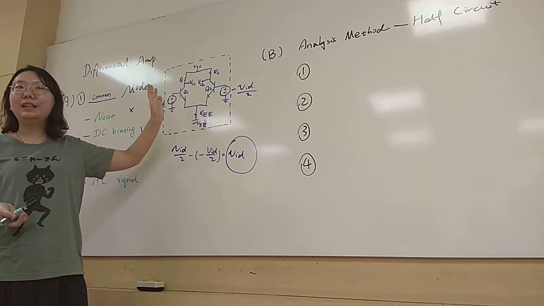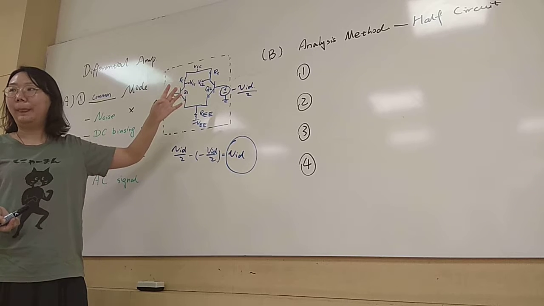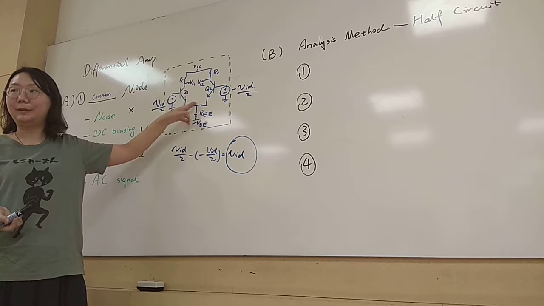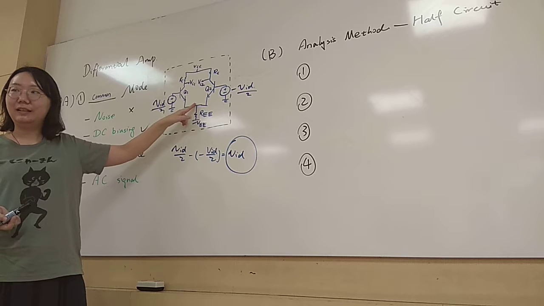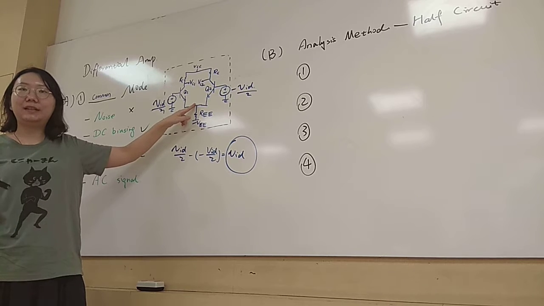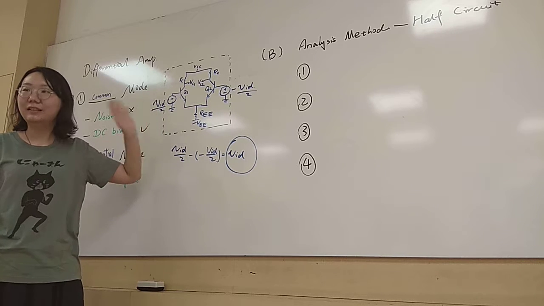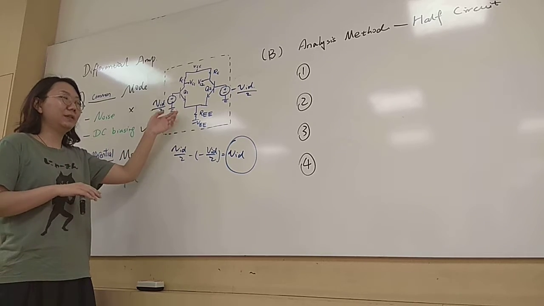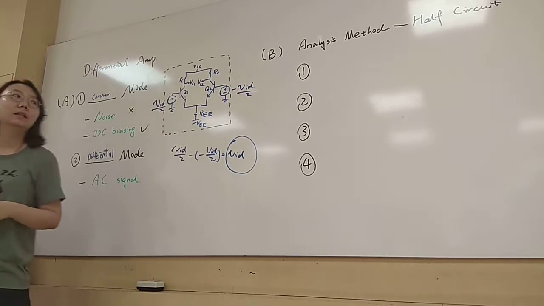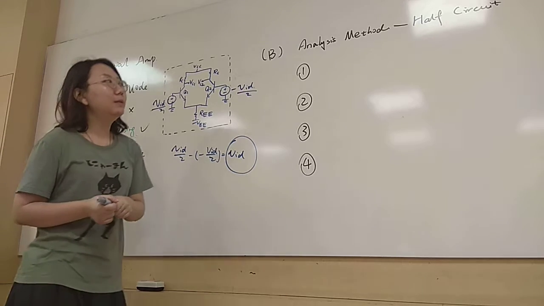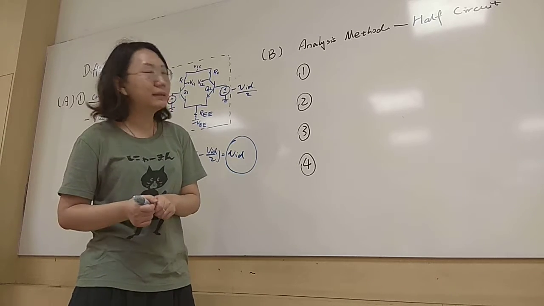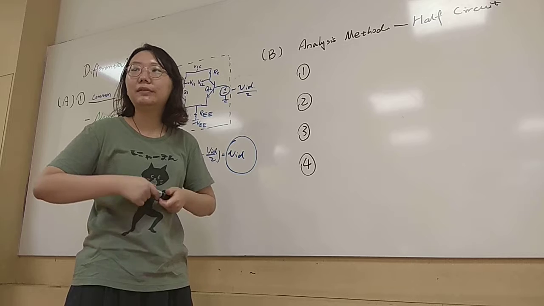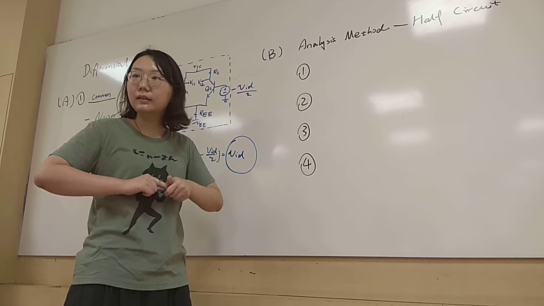Okay, so why can we do that? Because this circuit is symmetrical, so we can do the half circuit. Okay, you don't do half circuit for other circuits. For this course, you only do half circuit for your differential amplifier. So what are all those rules you must obey in order to do this half circuit analysis?